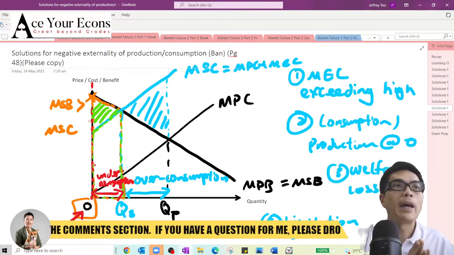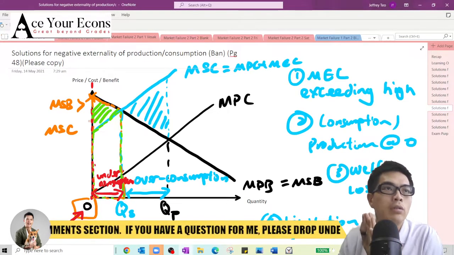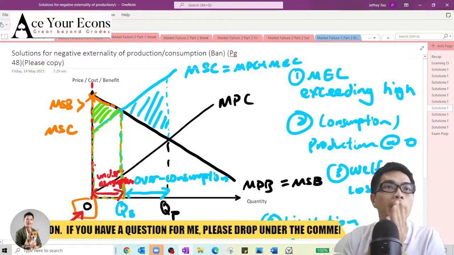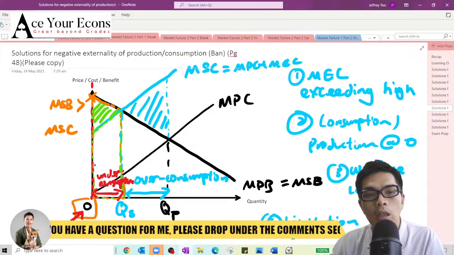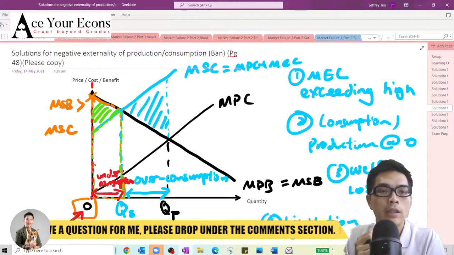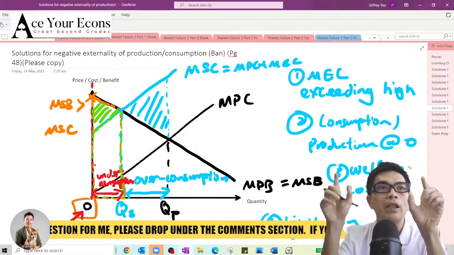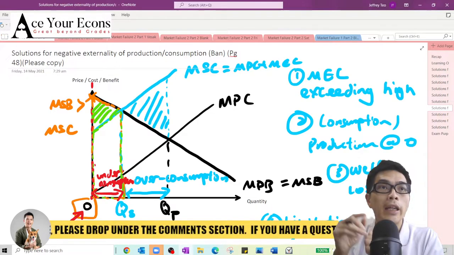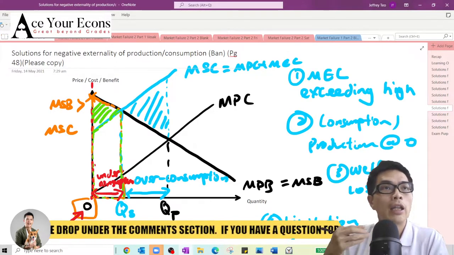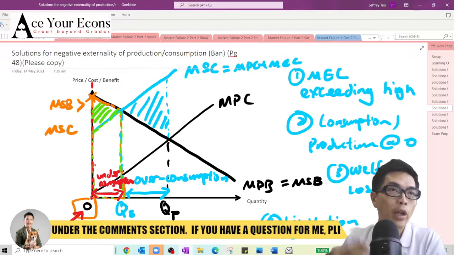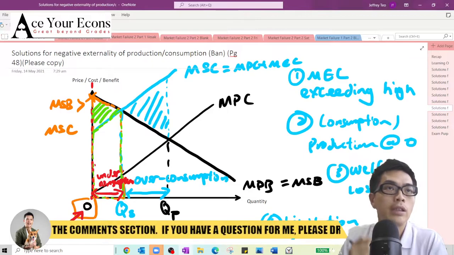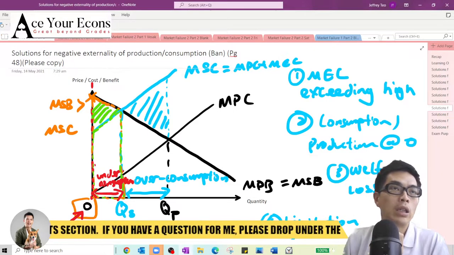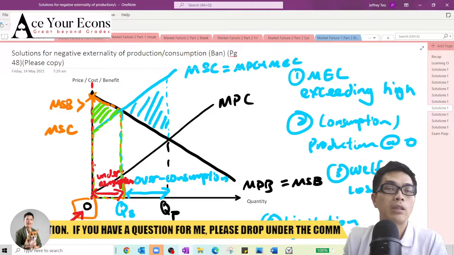But if we impose a total ban, then we can see that when x equals zero, when quantity equals zero, you incur a deadweight loss where MSB exceeds MSC. Then in that case, there will be severe underconsumption. Then we want to find out the respective deadweight losses, which one is bigger and which one is smaller. The blue is going to be greater than the green. Anytime the blue exceeds the green, then a ban makes sense, because we are going to trade the blue for a smaller green. This is the whole idea behind the ban. But any time the blue is smaller than the green, then it doesn't make sense to have a ban in the first place.